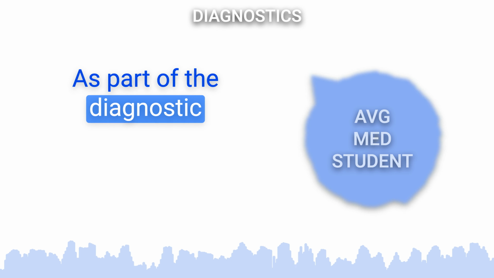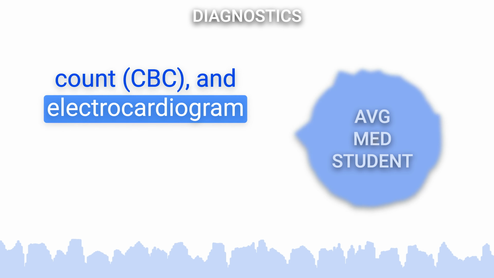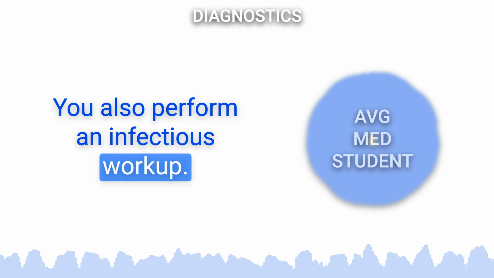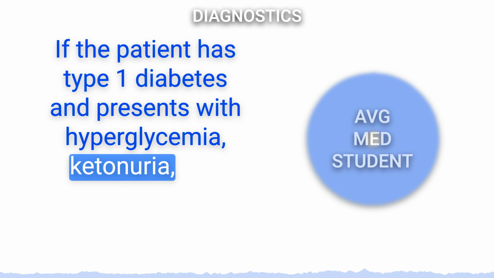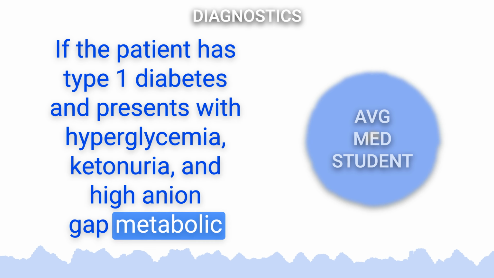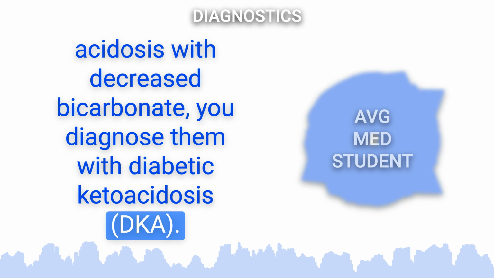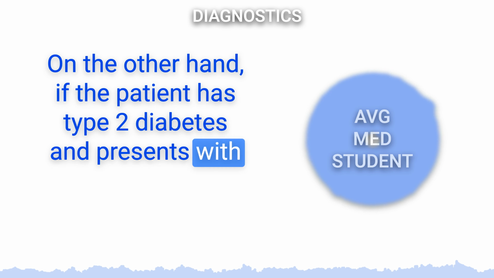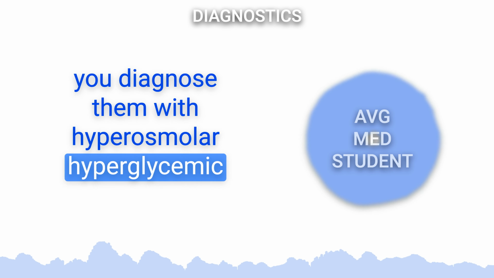As part of the diagnostic workup, you order an HbA1c, complete blood count, and electrocardiogram to rule out any underlying causes. You also perform an infectious workup. If the patient has type 1 diabetes and presents with hyperglycemia, ketonuria, and high anion gap metabolic acidosis with decreased bicarbonate, you diagnose them with diabetic ketoacidosis. On the other hand, if the patient has type 2 diabetes and presents with hyperglycemia and hyperosmolality, you diagnose them with hyperosmolar hyperglycemic state.